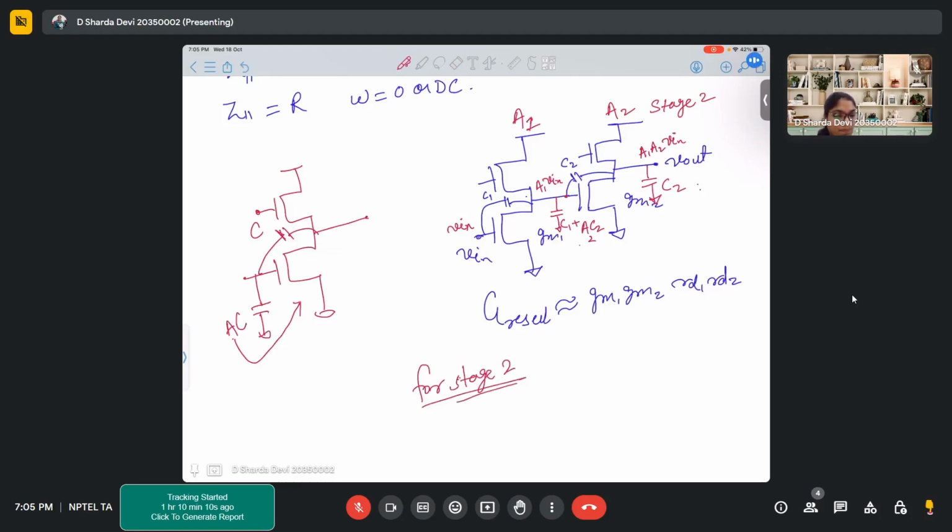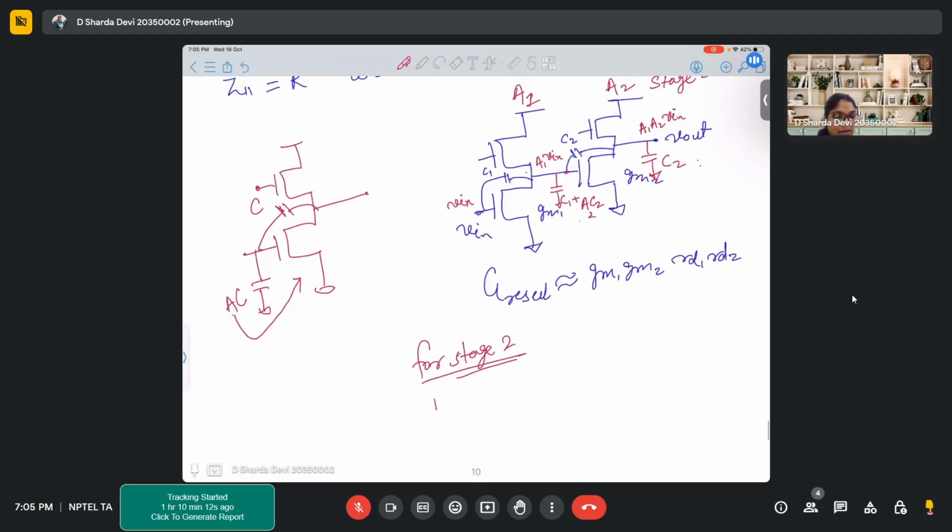For stage 2, R will be RD2, you can say whatever. RD1 parallel RD2. Like RDN, I'll write better, RDN parallel RDP, correct? These two will come in parallel.